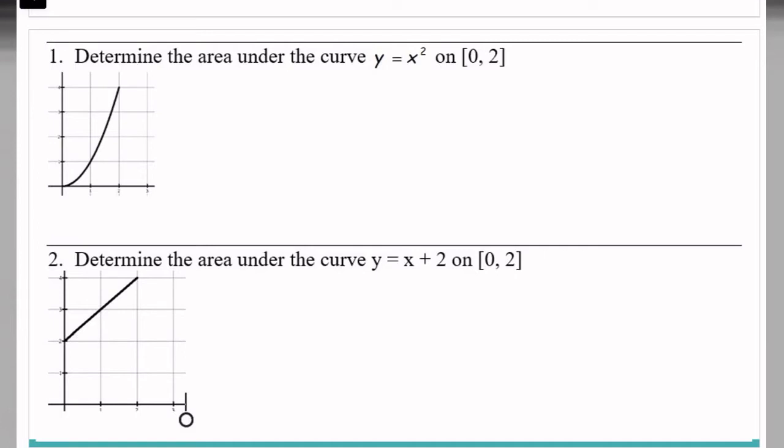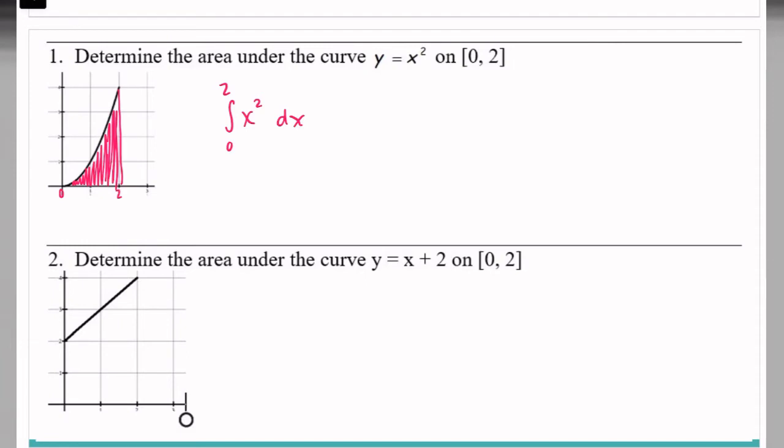So if I want to find the area under the curve of y equals x squared on the interval from 0 to 2, that means I want to find this pink area. And I have to use an integral here because I don't know how to geometrically find that area. So I have to do the integral from 0 to 2 of x squared dx.